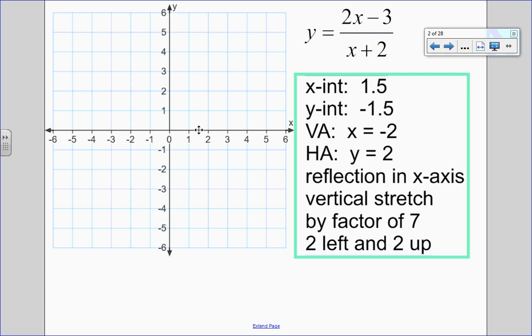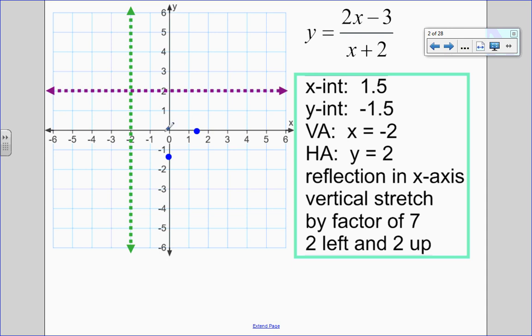Okay, so I have my x-intercept. I'll plot my y-intercept. I'll plot my vertical asymptote and my horizontal asymptote. So looking at this, this is a transformation of a 1 over linear. So I know that it's going to be 2 pieces, half of the sections, and I know that they are going to be reflections of one another in the vertical and horizontal asymptote.